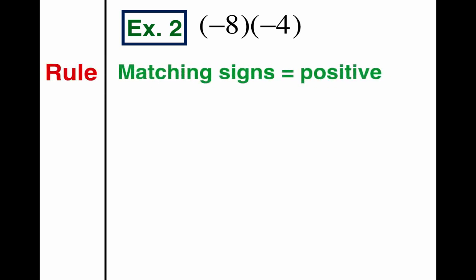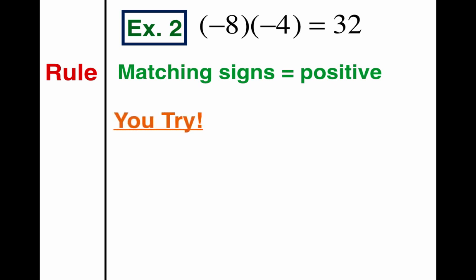All right, let's try another example here. Example 2. What if it was a negative times a negative? These are not opposite signs. They are the same signs. Negative 8 times negative 4, they're both matching. What would that be? Well, here's the rule. If you have matching signs, you get a positive answer. So first, what's 8 times 4? Yeah, it's 32. But since we have matching signs, it's going to be a positive 32 answer.